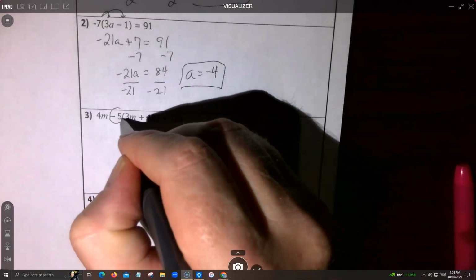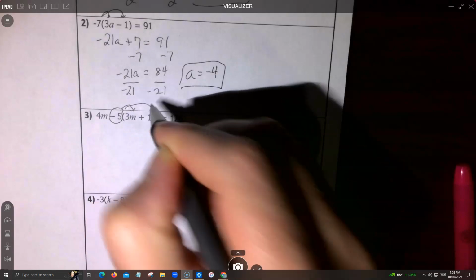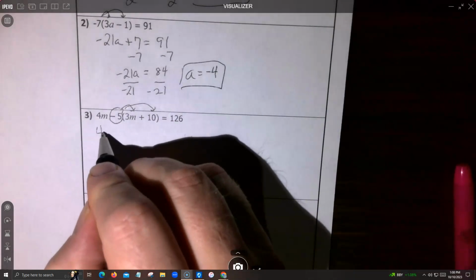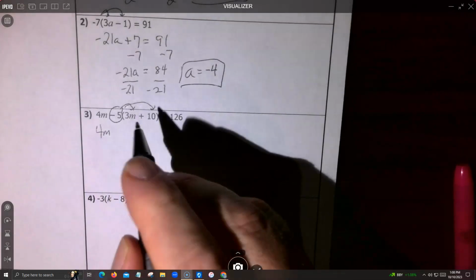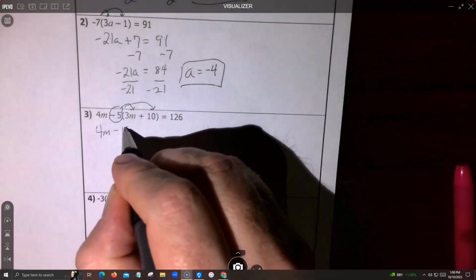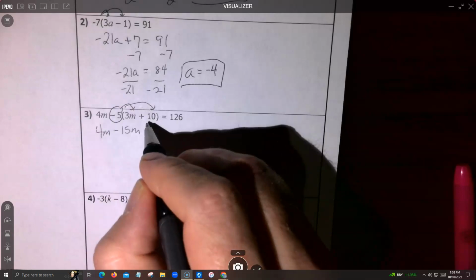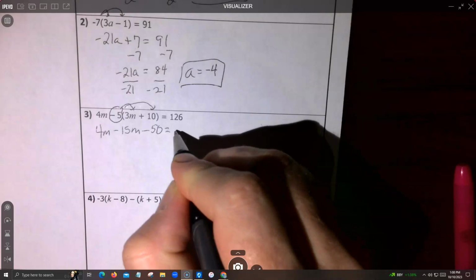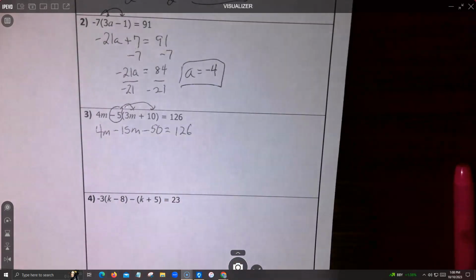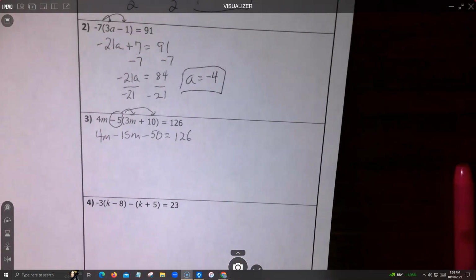So it's going to be negative 5 times both of these things. I'm going to bring down the 4m because I'm not doing anything with it yet. And I'm going to distribute. So this is going to give me negative 15m. A negative 5 and a positive 10 is a negative 50, equals 126. Now I've done all my distributing.